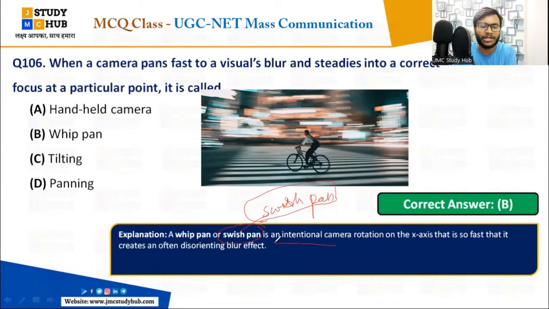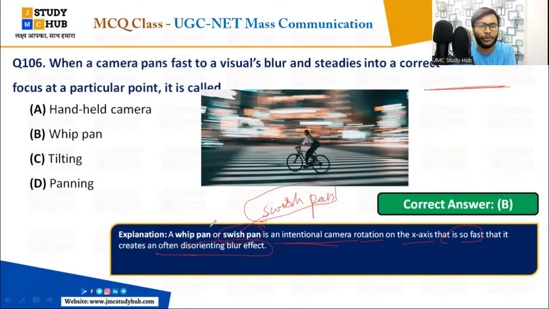So it is an intentional camera rotation on the x-axis that is so fast, right? X-axis means this one, right? So fast that it creates an often disorienting blur effect, right? So this is what can be called whip pan.